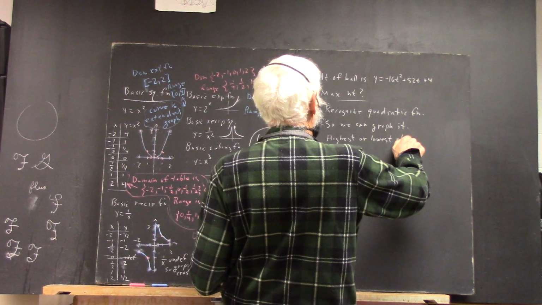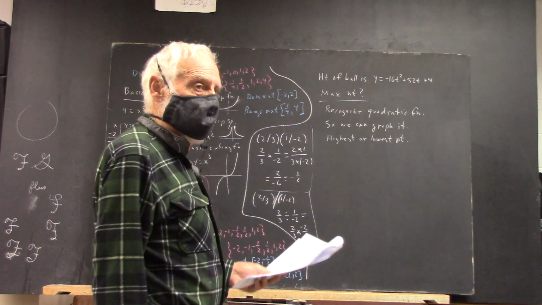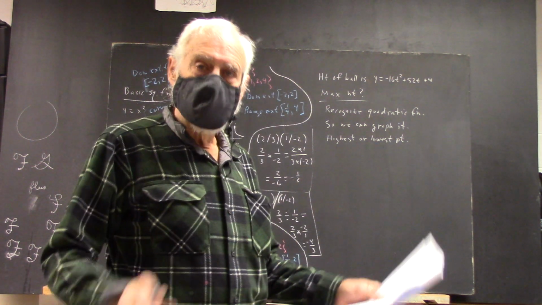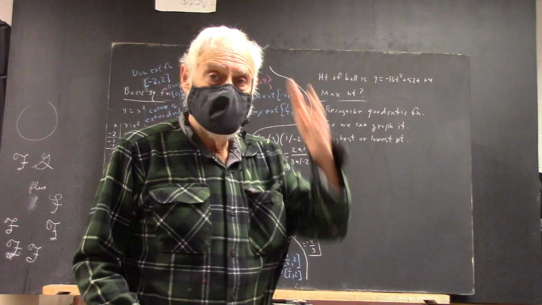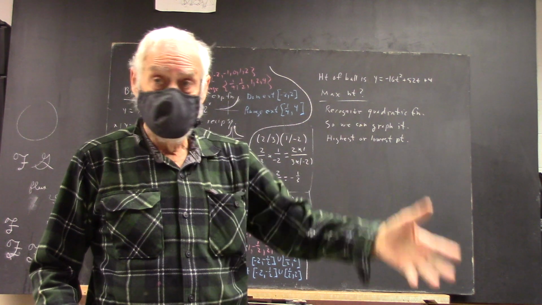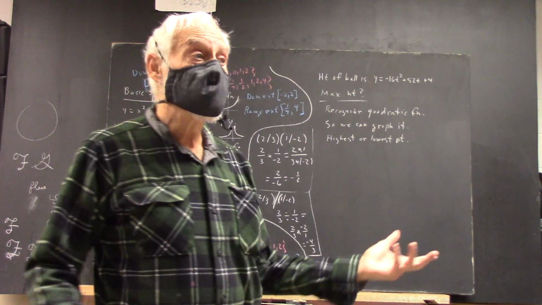It has a highest or lowest point. Every quadratic function has a highest or lowest point because it's a parabolic graph, meaning it's either like this or like this, upside down. Either right side up or upside down if you wish.